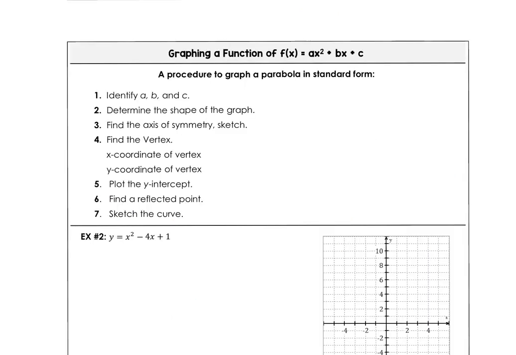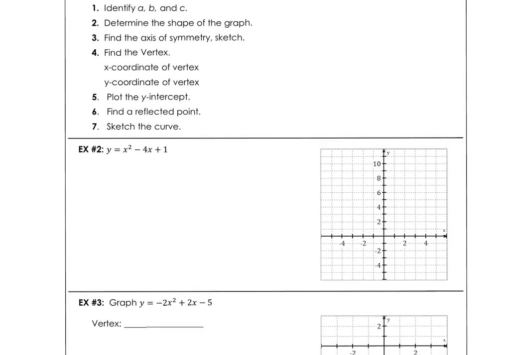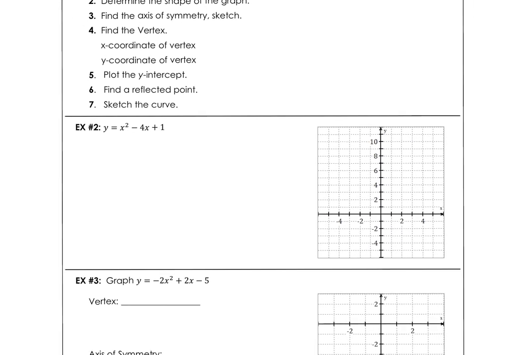Notice here that we have a detailed set of instructions, 7 steps, for how to graph a parabola that's in standard form. So we're going to use those steps in example 2. We want to graph x squared minus 4x plus 1. So first we're going to identify a, b, and c. So we know a is 1, b is -4, and c is +1.